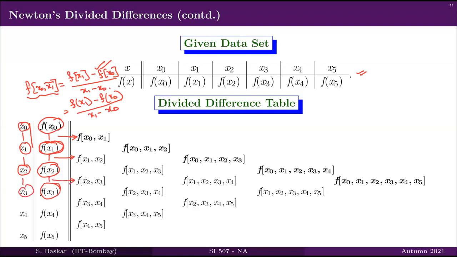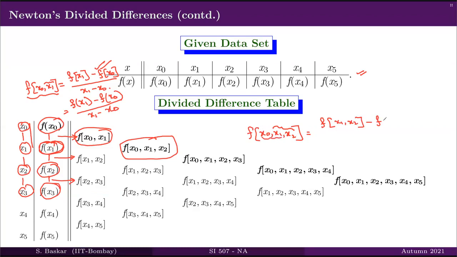So you write their value exactly in the position which is center to these two nodes. Similarly, the other terms. That is how the divided difference table should look. Similarly, if you take this term, f of x0, x1, x2, the second order divided difference, is written in terms of the first order divided difference, right? F of x1, x2, minus f of x0, x1, divided by the last one, that is x2, minus the first one, that is x0.